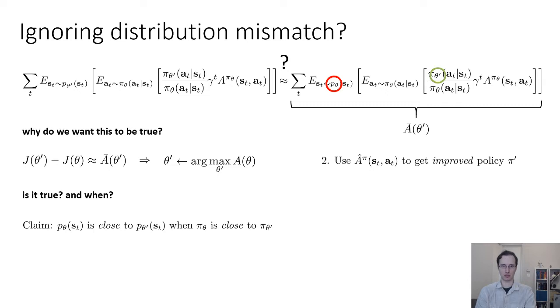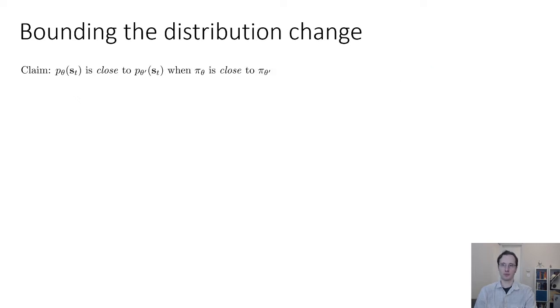p theta prime of st when pi theta is close to pi theta prime. And when that's the case, then the right-hand side approximates the left-hand side, meaning that the difference between them can be bounded by some quantity which is small if the difference between pi theta and pi theta prime is small. Okay, so this is what we're interested in. We want to show that p theta st is close to p theta prime st when pi theta is close to pi theta prime.